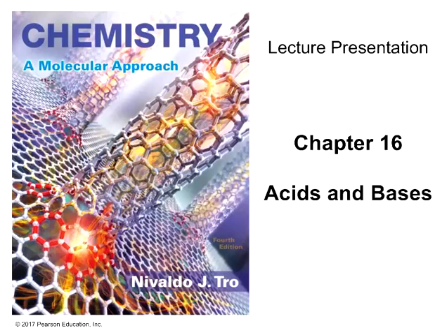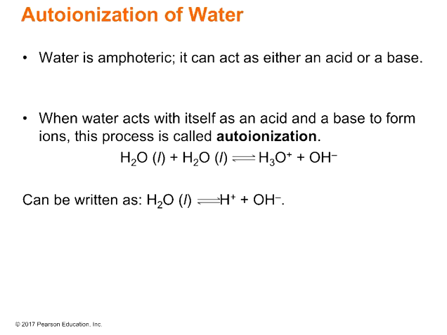Hello again. Today we're continuing our discussion on acids and bases. So today we're going to start by discussing the autoionization of water. Last time we saw that water is amphoteric, which means that it can act as either an acid or a base. Now that means that water can react with itself. So when water reacts with itself, this is called autoionization.